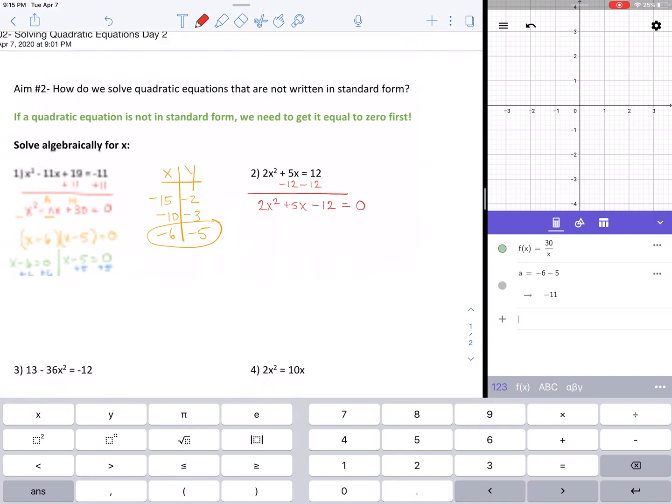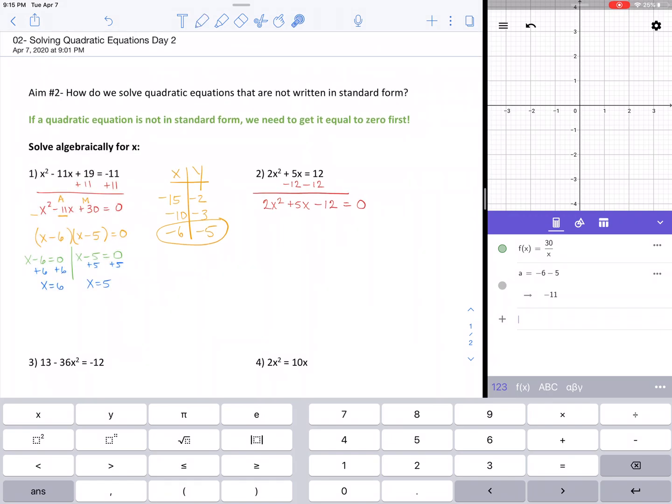So in the first equation, when I added 11 to both sides, I had like terms that I was able to combine. For number 2, when I minus 12, there was no like term to combine it with, so it just became an extra term. You need to make sure you always put the squared term in the front, a term that just has x in the middle, and then the constant at the end. So their standard form is always going to look like ax squared plus bx plus c equals 0. That's your standard form.